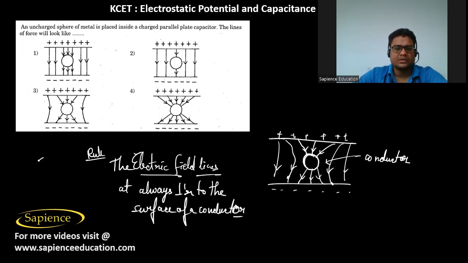So option 3 is the correct answer, since in option 3 only we are seeing that the electric field lines are normal to the surface of the conductor. And it will not bend all the field lines towards itself. It can't bend all the field lines towards itself. So option 4 is not correct.